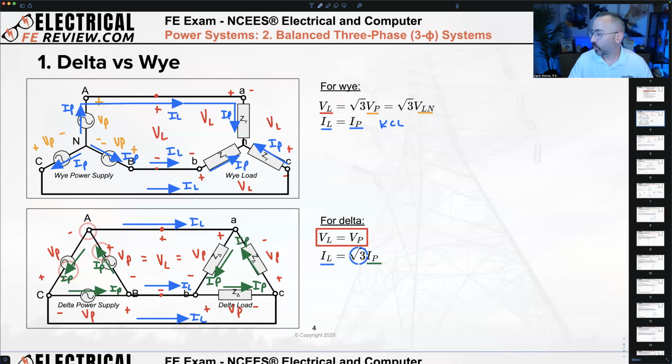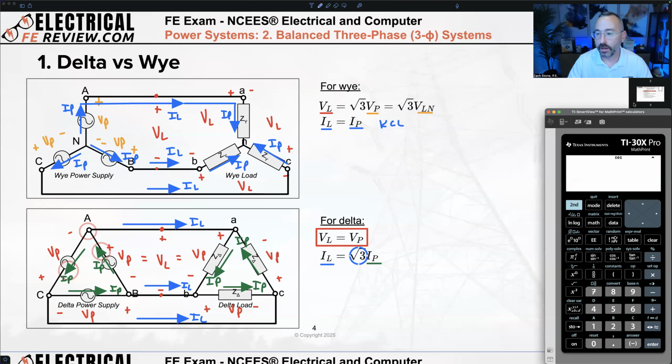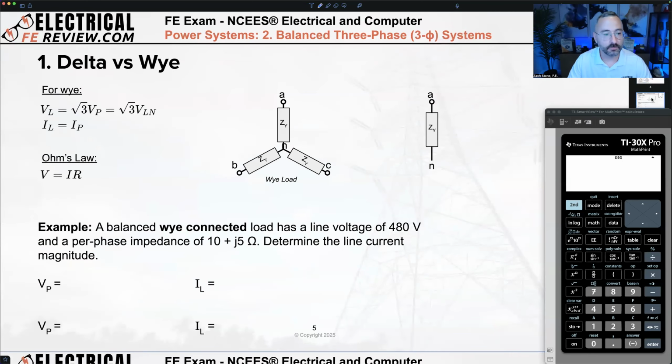All right, let's see if we can work some examples, plug in some numbers on our calculator, and make better sense of these delta and Y connections. So on the next page, our first example, I've got the same Y formulas from the reference handbook we just looked at. I've got Ohm's law, which appears, I believe, in the resistivity portion of the reference handbook. We're going to be using this as well. And we've got some diagrams here to help us out.